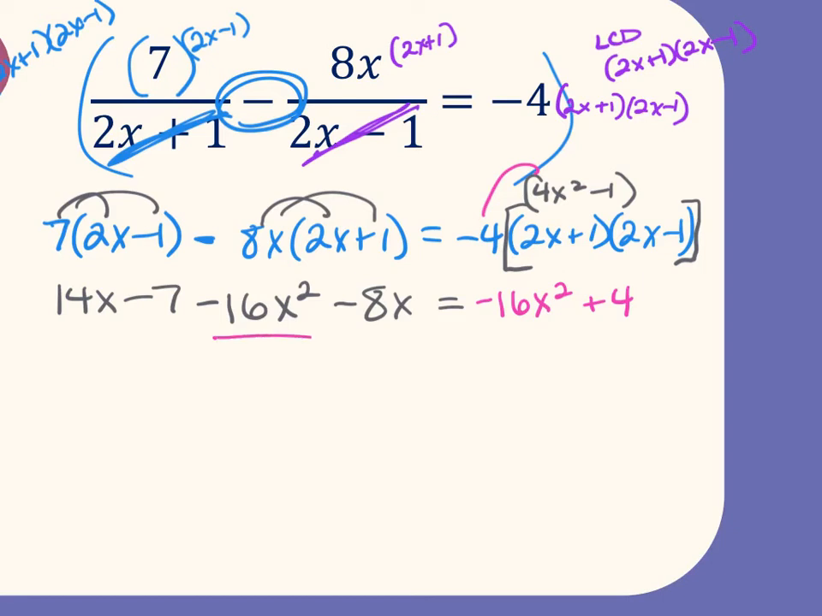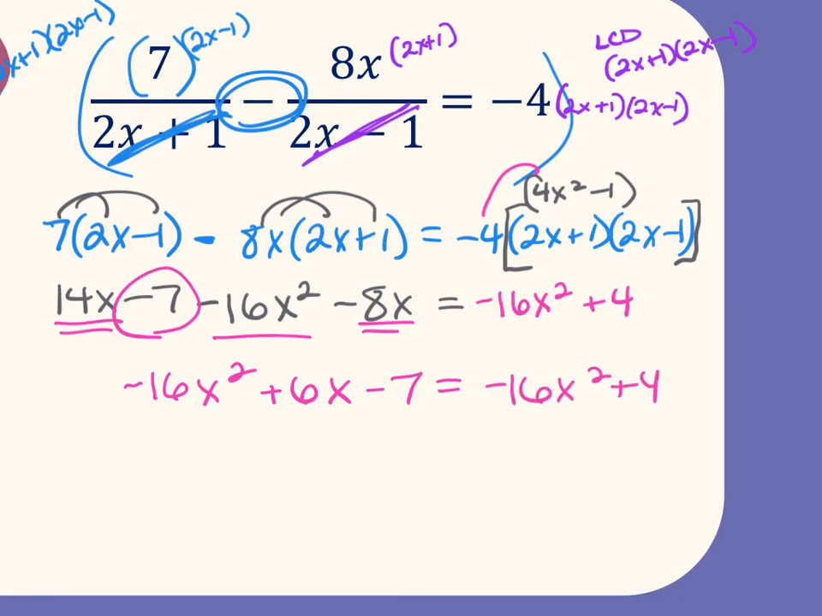So negative 16x squared is the only x squared on this side. Positive 14, negative 8 is positive 6x. And then the 7 minus 7 is by itself. Negative 16x squared plus 4.